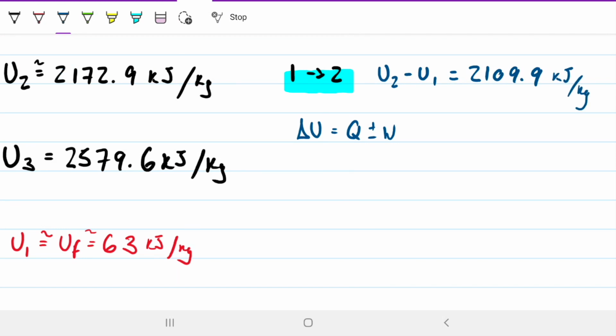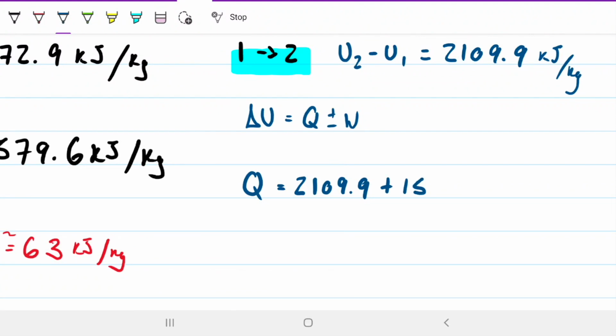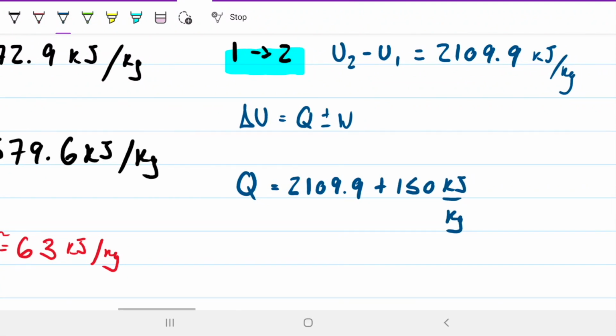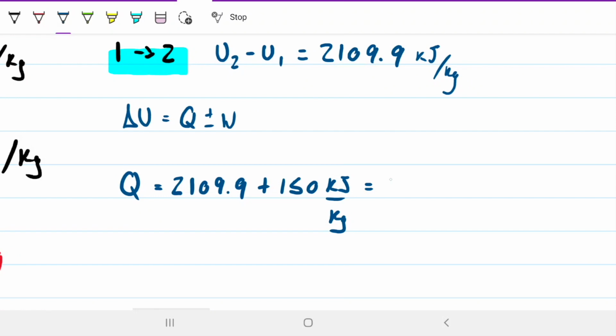So I've increased my internal energy going from state 1 to 2, right? And I've also expanded, and that required me to use 150 kilojoules per kilogram. So the heat that I need to add needs to account for this increase in internal energy and the increase in work. So the heat I need to add has to account for the 2109.9 increase plus the 150 that were required for the gas to expand all the way until it hits the stops, right? And that gives me 2259.9 kilojoules per kilogram. Great, so that is the heat added from 1 to 2.